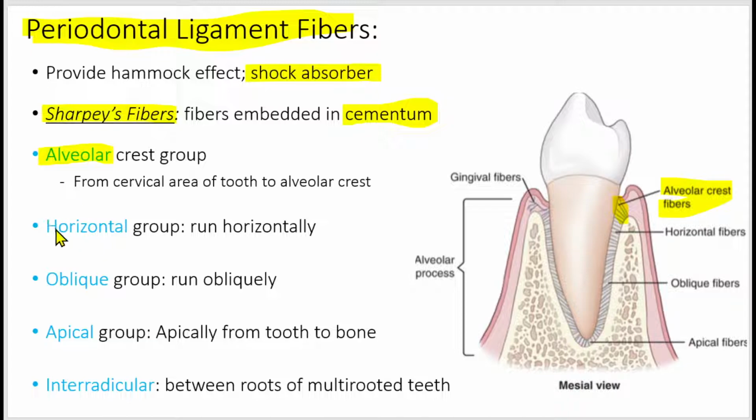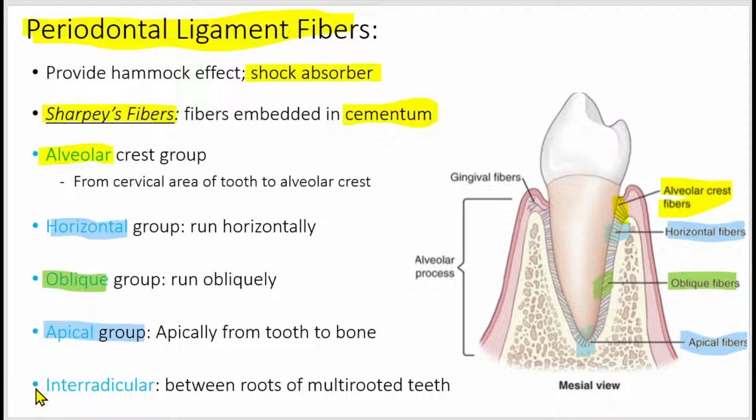We have the horizontal group, and from the name, they run horizontally. So you can see these run almost perfectly horizontal. That's the horizontal group of Sharpey's fibers. And you have the oblique group, and these run obliquely, as you can see. That's the oblique group. And you have the apical group, which is in the apical region.